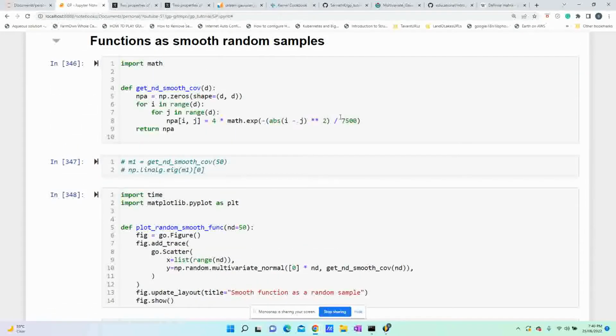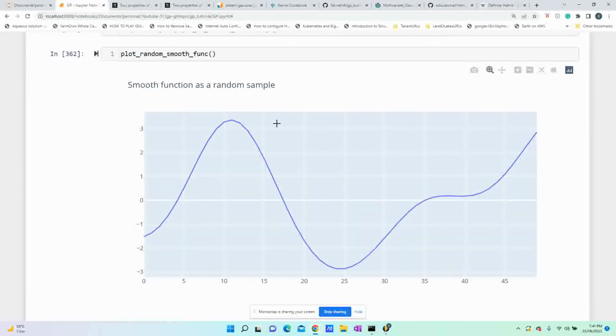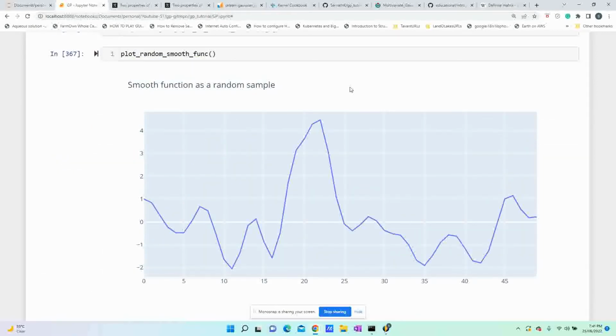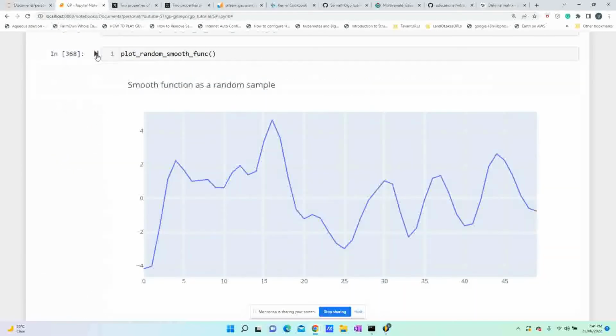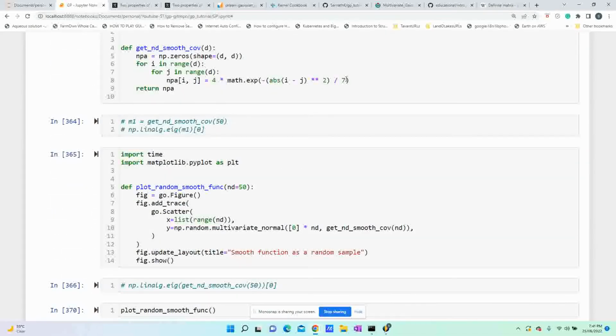This parameter is called a scale parameter in Gaussian process. It can affect which dimensions affect what. And if I reduce this, let's say I reduce it to 7, what happens? It degenerates. You see that? It degenerates to the spiky functions we have seen earlier. So we use 75 here.